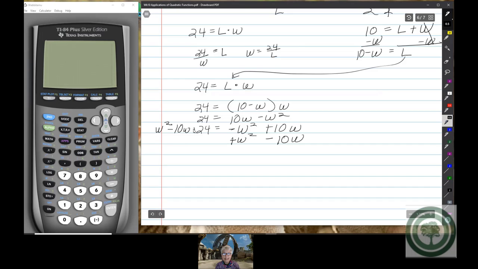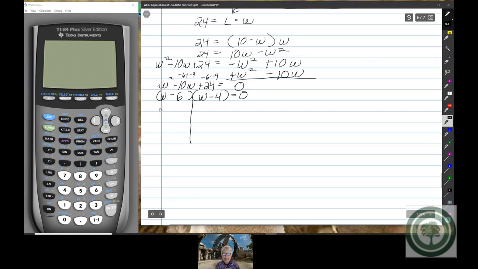Meanwhile, 24 is positive. So that will leave me 0 over here, and over here I'll have W squared minus 10W plus 24. And since 24 equals negative 6 times negative 4, and negative 6 plus negative 4 equals negative 10, I now know how to factor this. (W minus 6)(W minus 4). So yes, we don't skip steps. W minus 6 equals 0. W minus 4 equals 0. W equals 6. W equals 4.